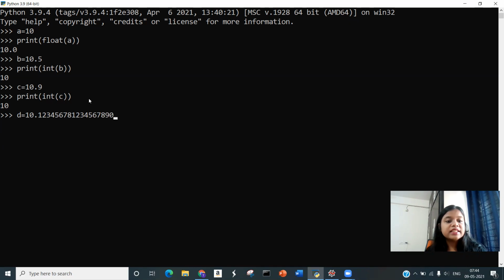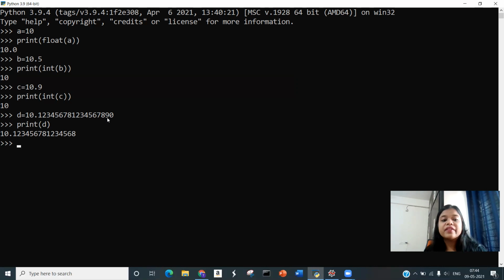So basically, till this 8 my 16 digits are completed, and the 9 and 0 are extra. So let's see what's going to happen. Now, I'm not giving the float because it is already a float, so I did not give print float of d, but I can simply print d. See, this 9 and 0 were the extra work after the 16 digits.